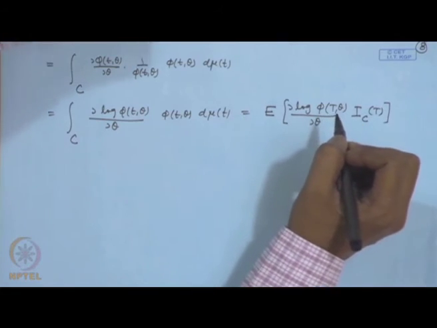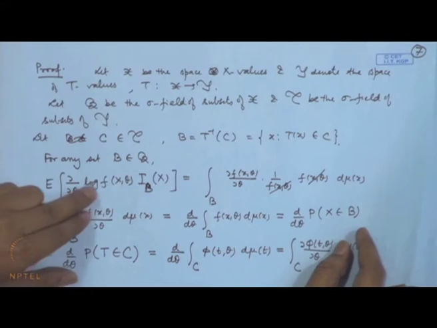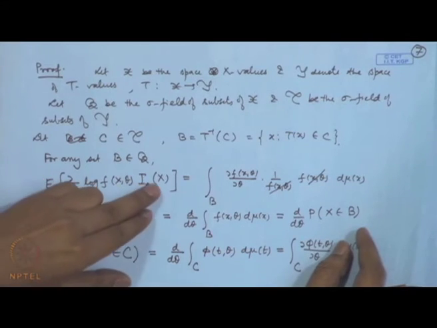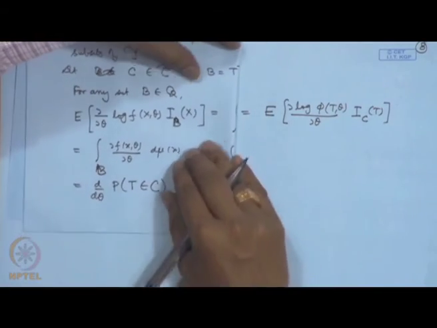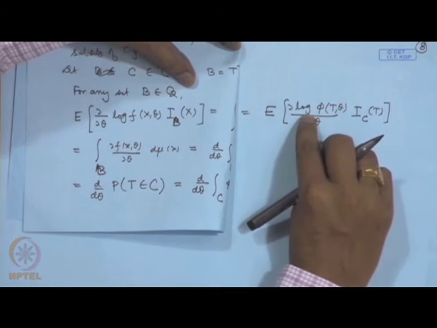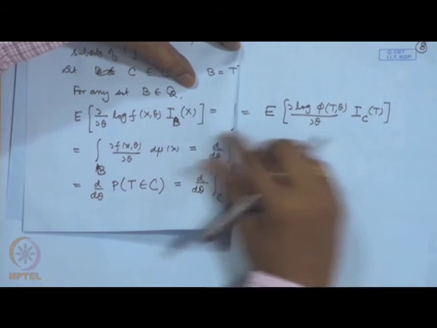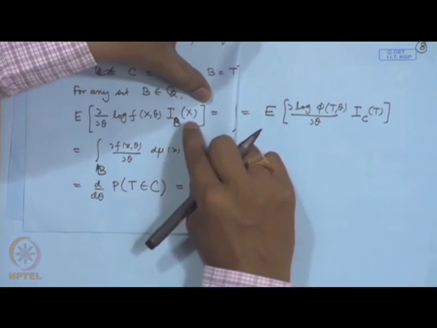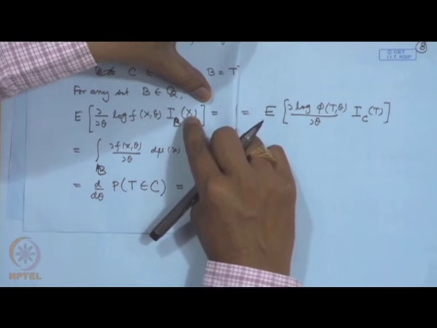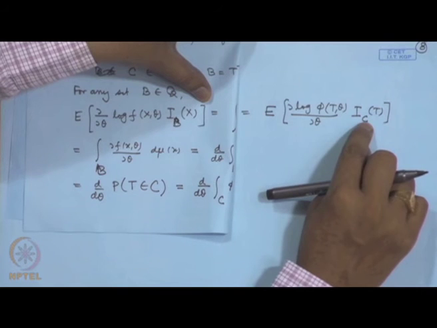Look at the statement that we have proved now. We started with expectation of ∂/∂θ log f(X, θ) given B, and we are showing that this term is equal to expectation of ∂ log φ(T, θ)/∂θ given C. Now, what is the relationship between X and T and B and C? T is a function of X and B is the inverse image of the set C.